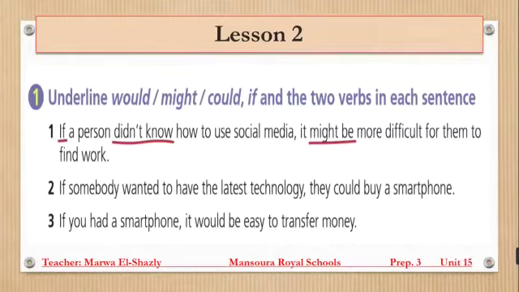Exercise 1, underline would, might, could, if, and the 2 verbs in each sentence. Number 1 is done for you. If a person didn't know how to use social media, it might be more difficult for them to find work. Here we're gonna underline if, didn't know, might be. We'll do the same for number 2 and 3. For number 2, if somebody wanted to have the latest technology, they could buy a smartphone. 3, if you had a smartphone, it would be easy to transfer money. I'll give you time to think. Come back to check your answers.